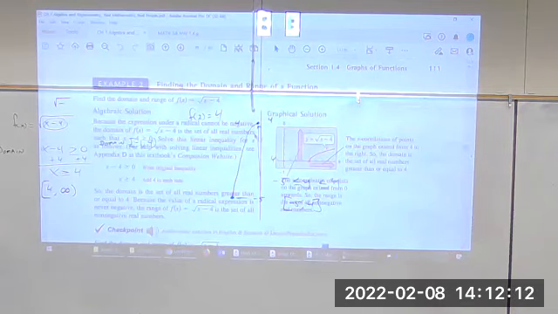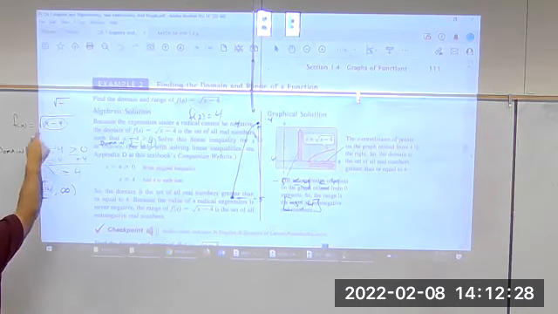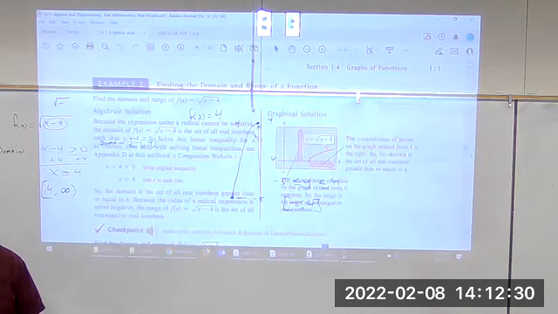Range. Well, if the first x I can plug in is a 4, 4 minus 4 is 0. The y that comes out is 0. Now let's think. When you take a square root, would you ever get a negative answer? No.